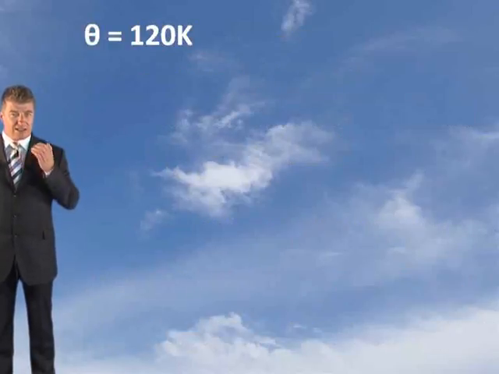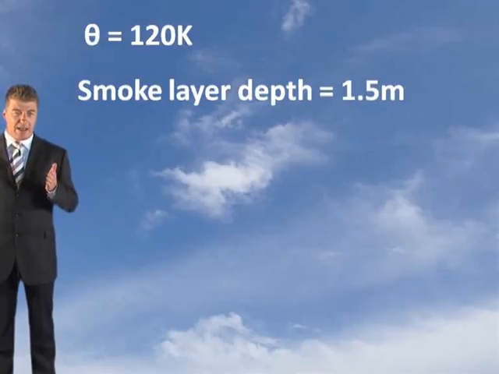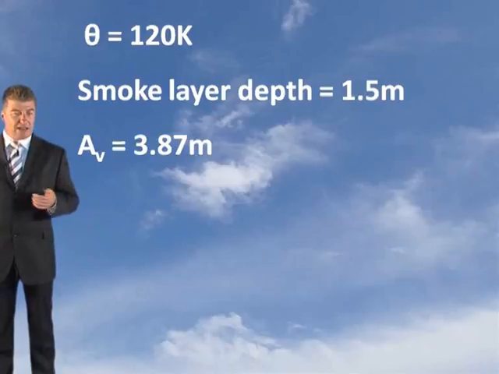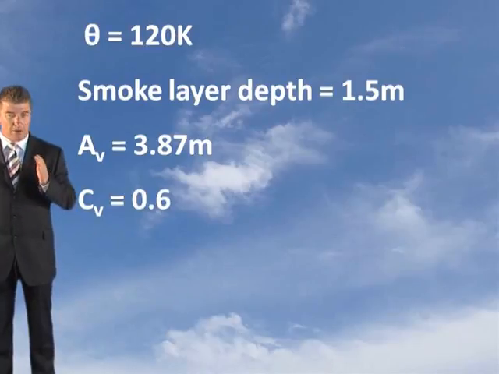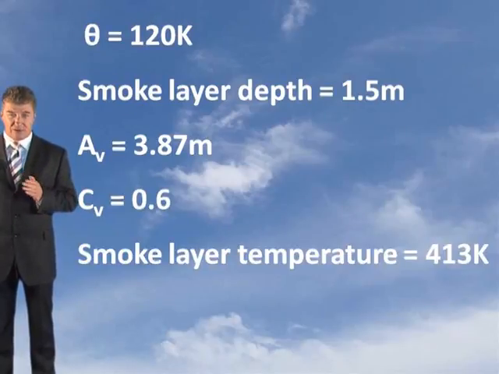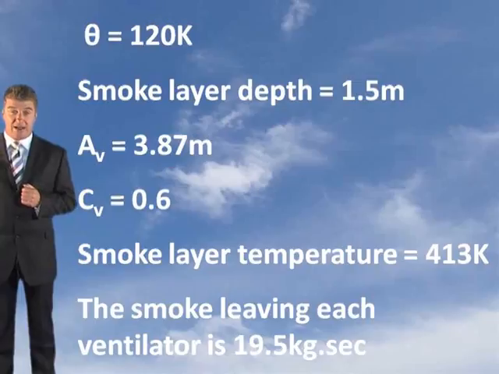Your theta value, the temperature increase, is 120 degrees Kelvin. And the smoke layer depth is 1.5 metres, so it's got a narrow smoke depth. The aerodynamic vent area of each vent is 3.87 metres and the ventilator has a coefficient of 0.6. The temperature of the smoke layer is 413 degrees Kelvin and the smoke leaving each ventilator is 19.5 kilograms a second.